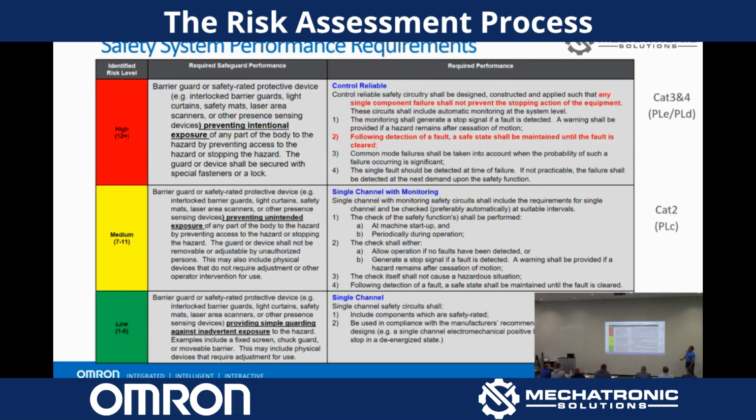Okay, so for my standards, folks, ANSI talks in, so the ANSI B11.0 talks in terms of this single channel with monitoring, control reliability. They talk in terms of single channel with monitoring and control reliable. That's how ANSI does it. The ISO standard is, they talk about performance level.